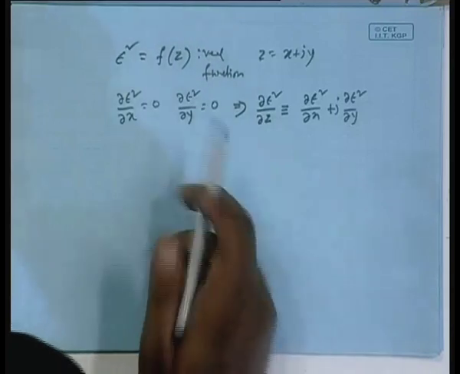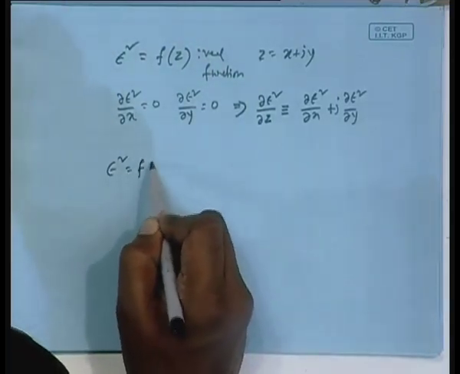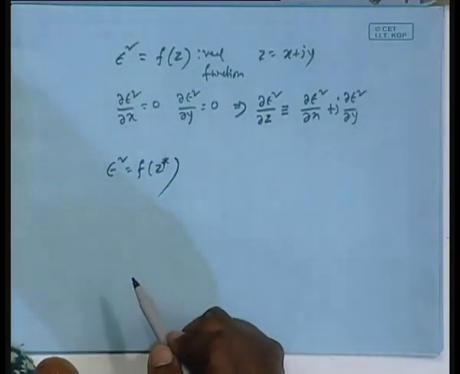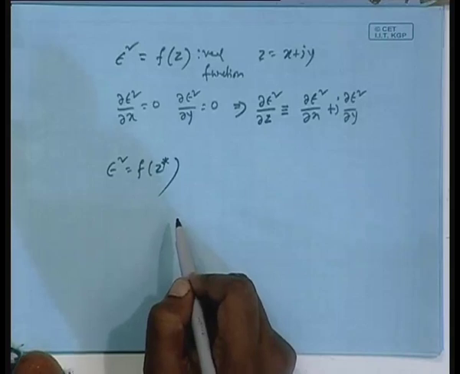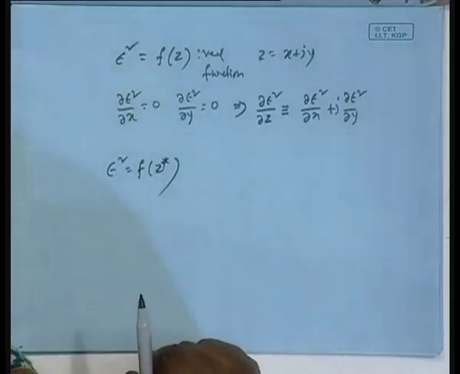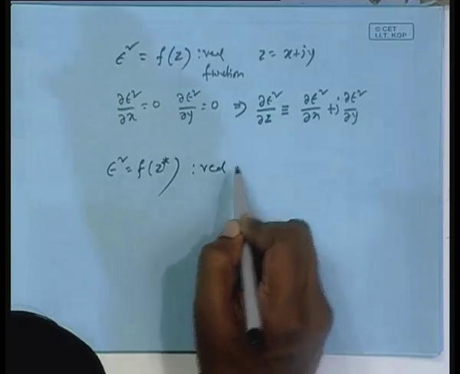Then suppose epsilon square is not a function of z, it is a function of z star. Still it is a real function of x and y. Suppose z star comes in this function, but finally it is a real function. So still again it is a real function.